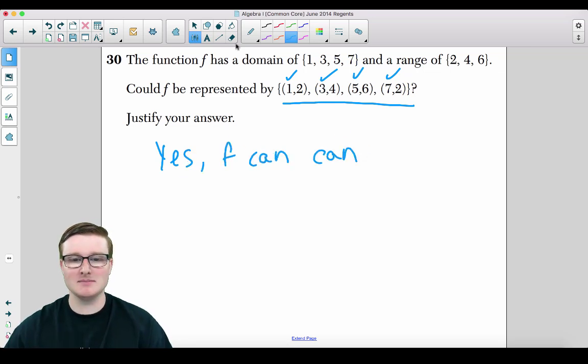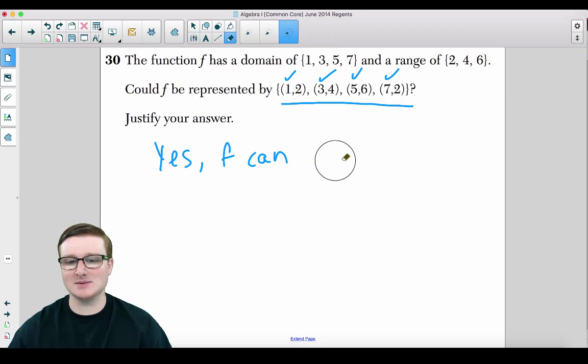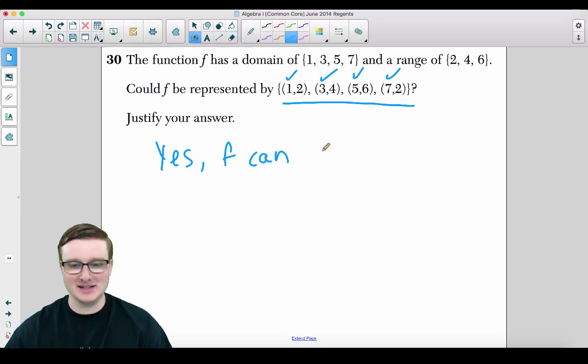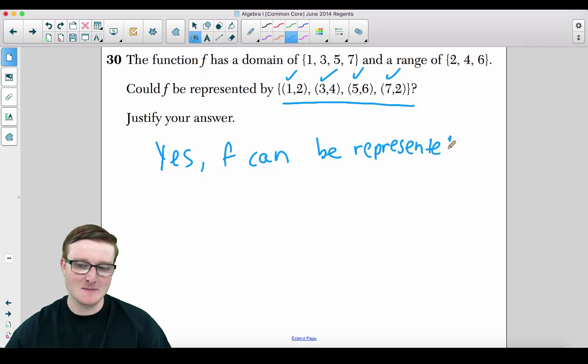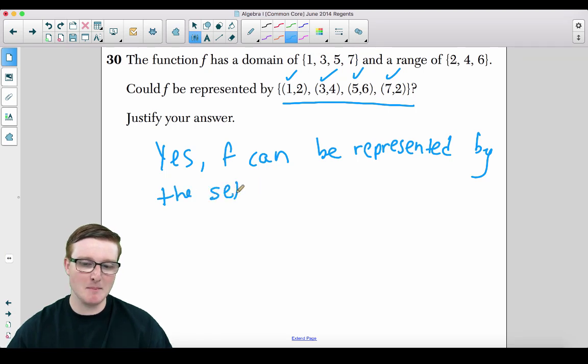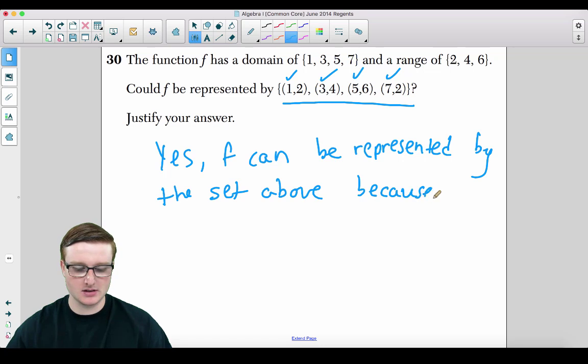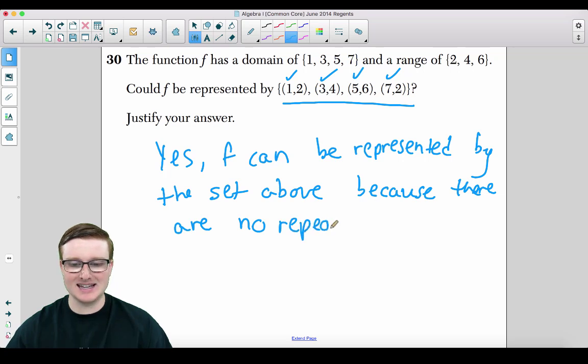F can be represented by the set above because there are no repeating x values in the set.